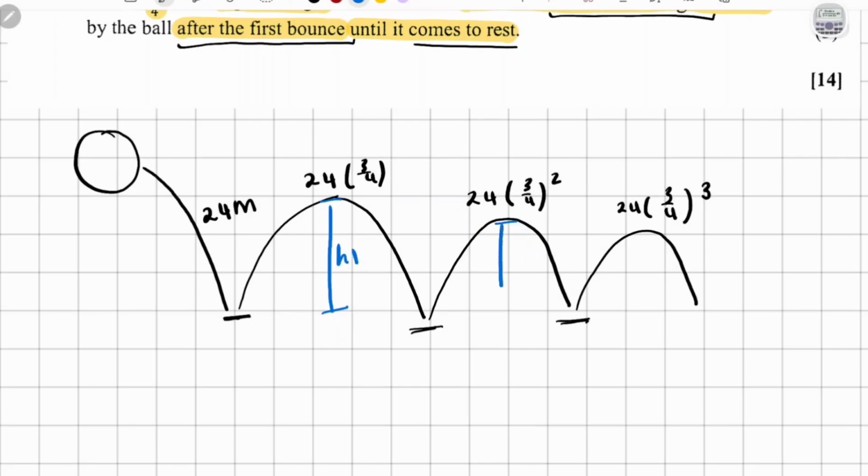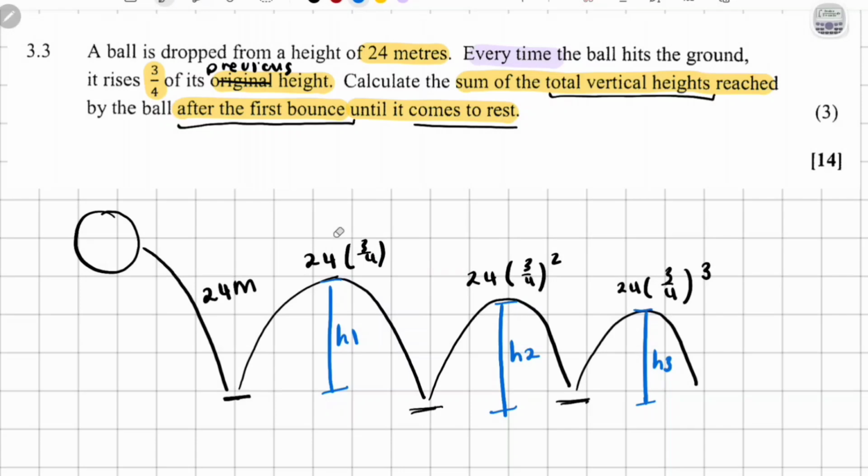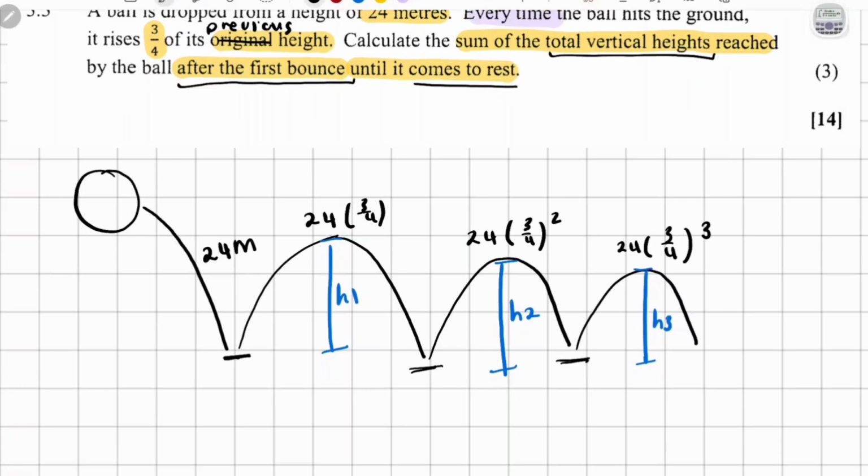And then this would be our second height that the ball reaches. This is the third height that the ball reaches. So clearly you see we have to start from here. That's the first term, not this 24, because they say after the first bounce. That is the sum of the total vertical heights we must calculate. So this clearly creates a series.